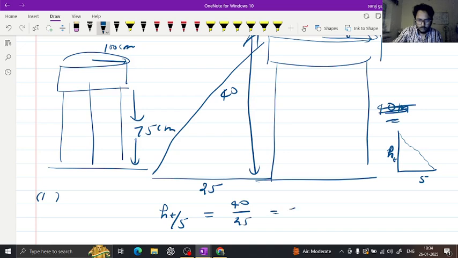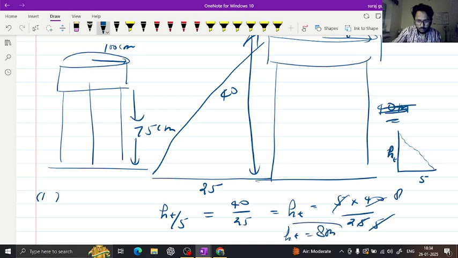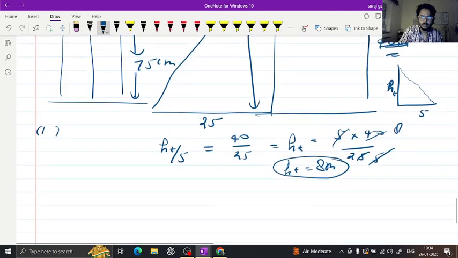So we can find out the HT, height of the tree, that is 5 into 40 upon 25. So 5 5 ja and 5 8 ja. That HT equals 8 meter. The height of the tree is 8 meter.